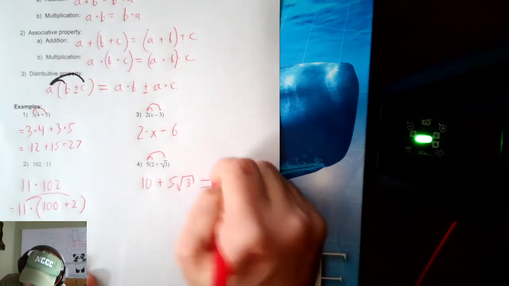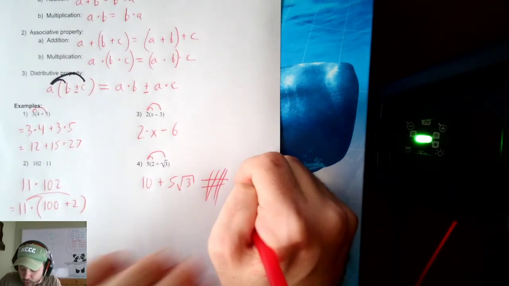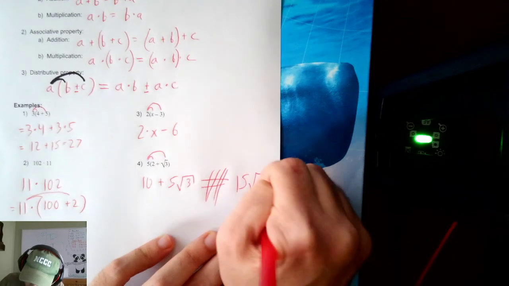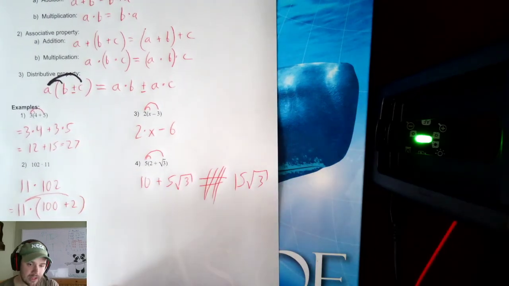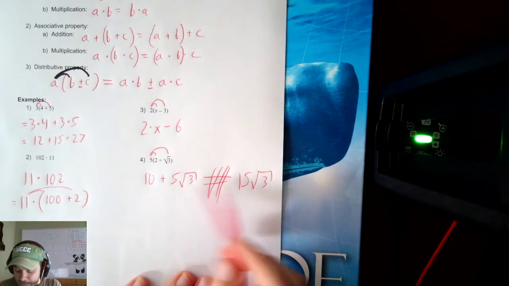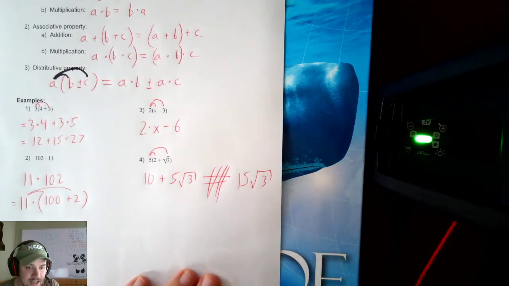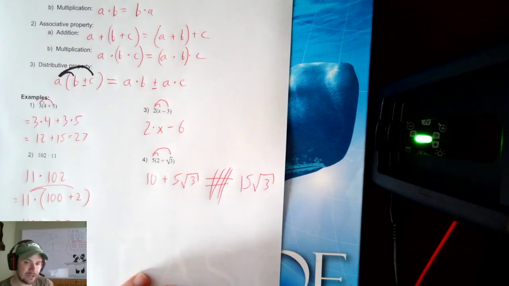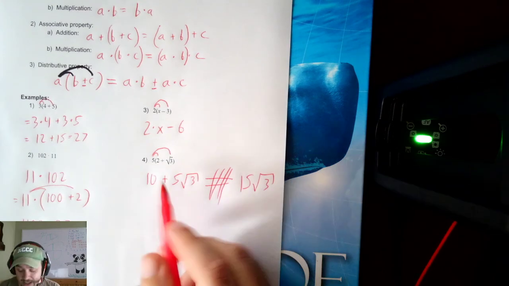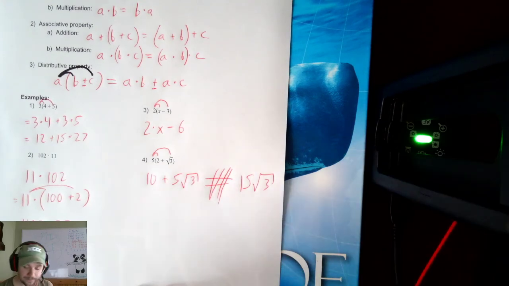This is not equal to 15 square roots of 3. Very much not equal. Not the same. They are very different numbers. Do not combine them unless they have the same radical. Remember, that's why we learned that property, because they don't always combine. Addition does not always play nicely.